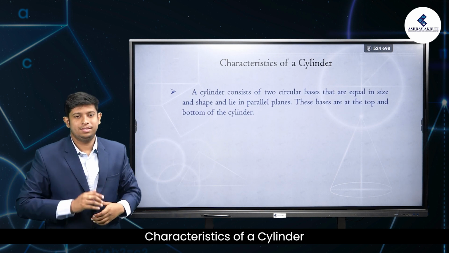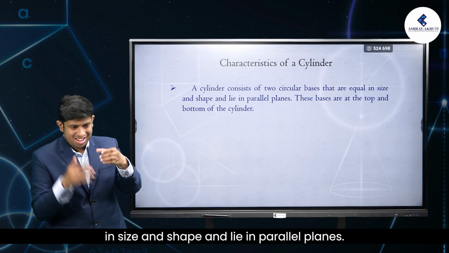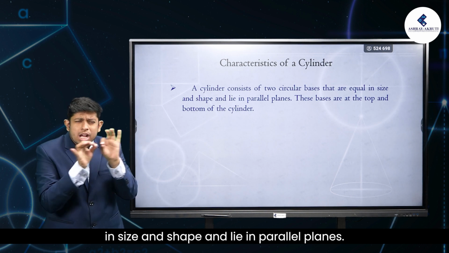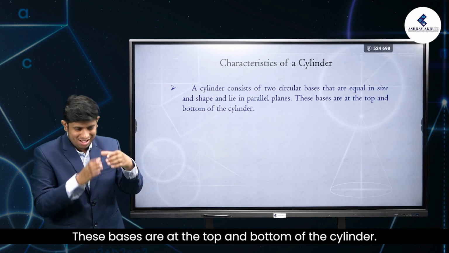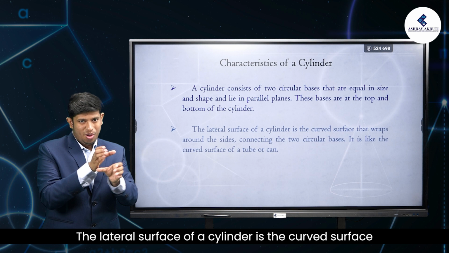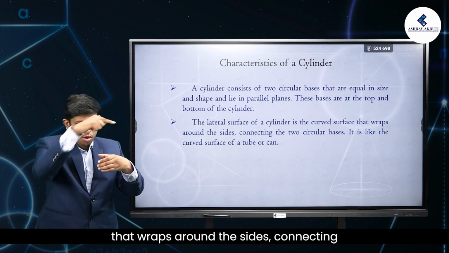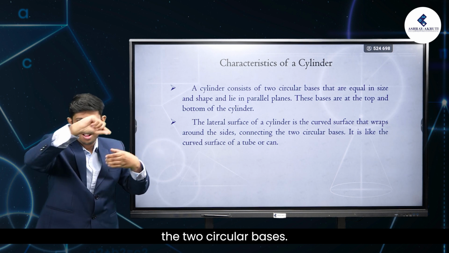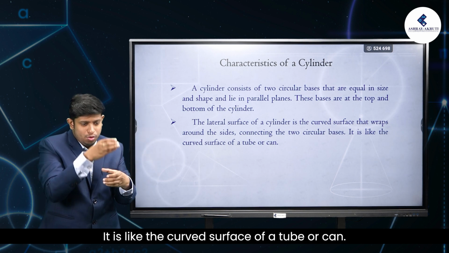Characteristics of a cylinder. A cylinder consists of two circular bases that are equal in size and shape and lie in parallel planes. These bases are at the top and bottom of the cylinder. The lateral surface of a cylinder is a curved surface that wraps around the sides connecting the two circular bases. It is like the curved surface of a tube or a can.